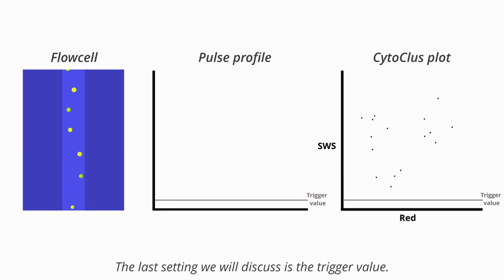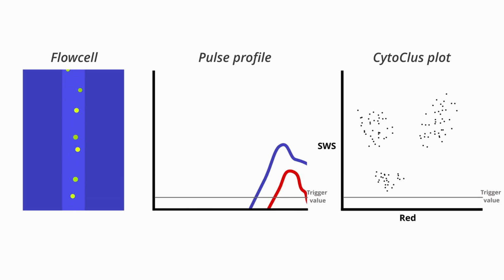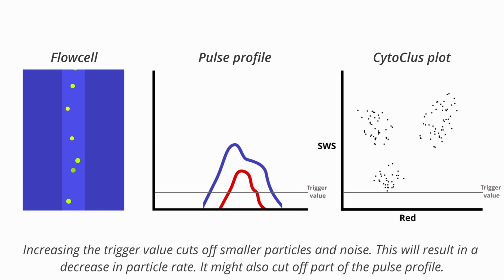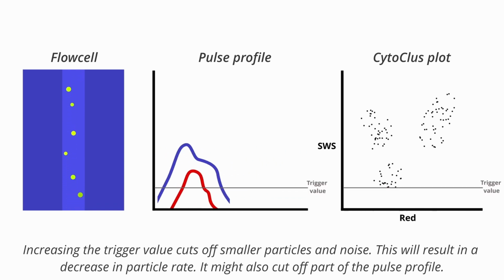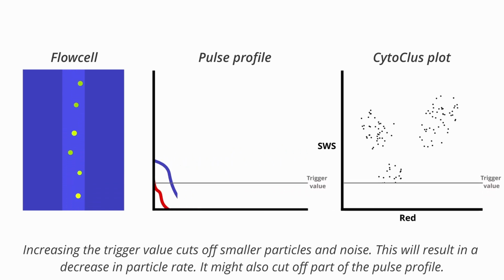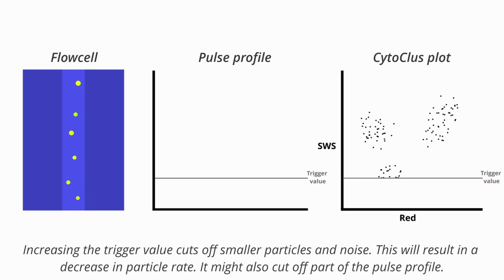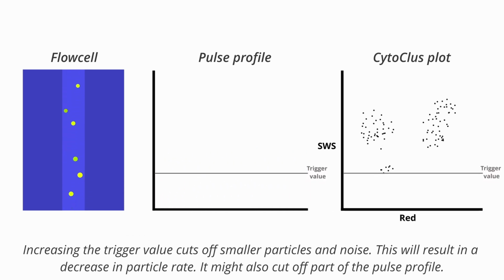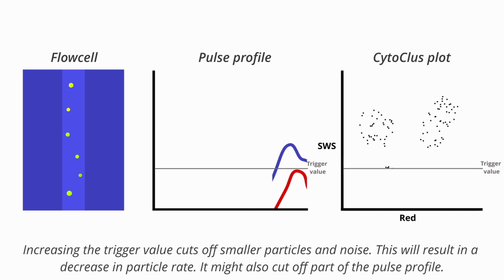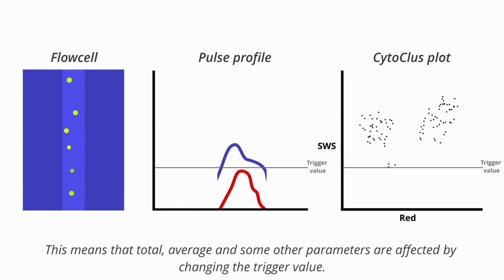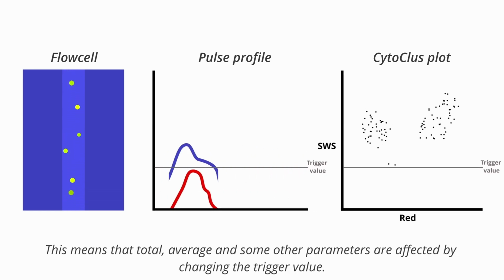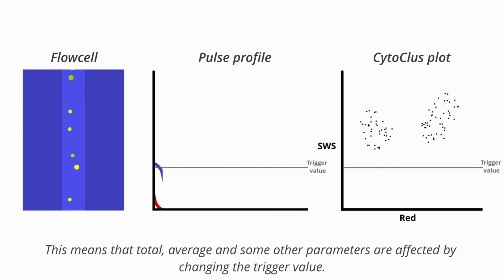The last setting we will discuss is the trigger value. Increasing the trigger value cuts off smaller particles and noise. This will result in a decrease in particle rate. It might also cut off part of the pulse profiles. It means that total, average and some other parameters are affected by changing the trigger value.